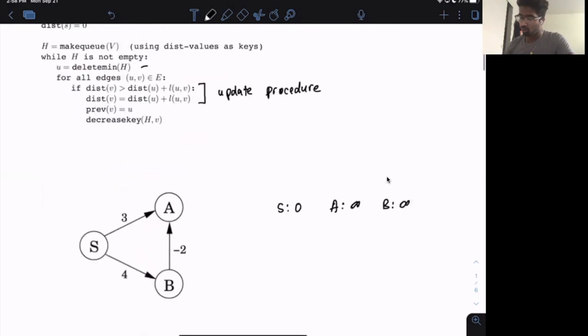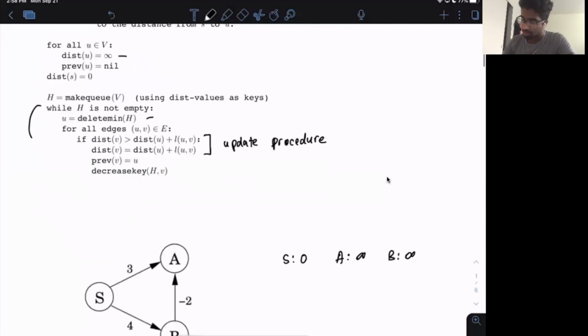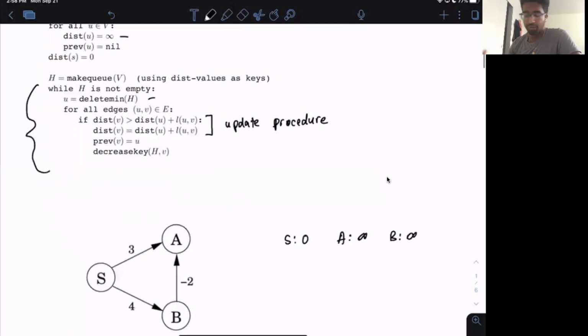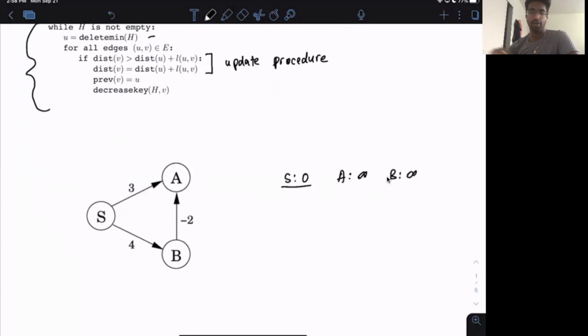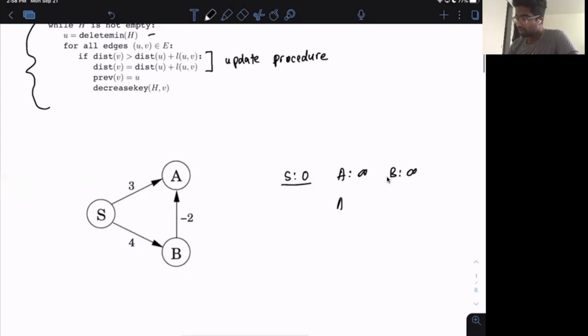So now we go through this code. The first thing we do is we delete the minimum node from the priority queue. And here the minimum node is S, because that's our start node. We look at all of the edges going from S to other places. We see S to A, we get that to be 3. And so 3 plus 0 is 3, which is clearly less than infinity. So we're going to update A to be 3. And the same with B. B will become 4.